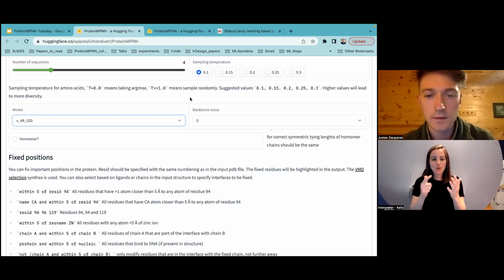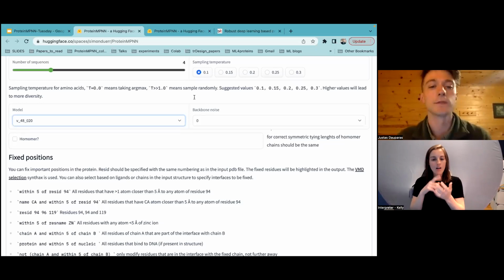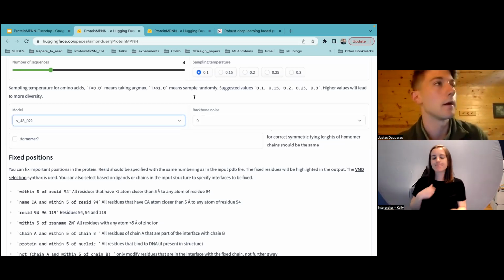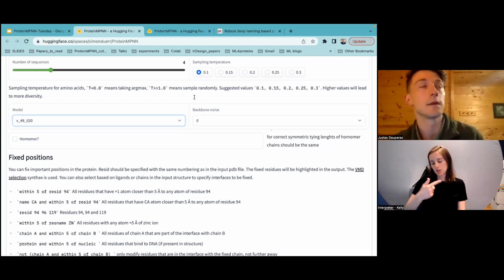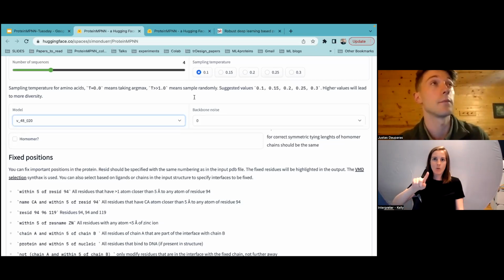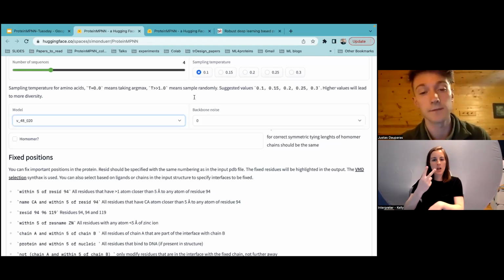How long did training take, and what sort of hardware? So I trained on 1 GPU, and I trained on an A100 for probably 2 days. So the training is fairly fast.